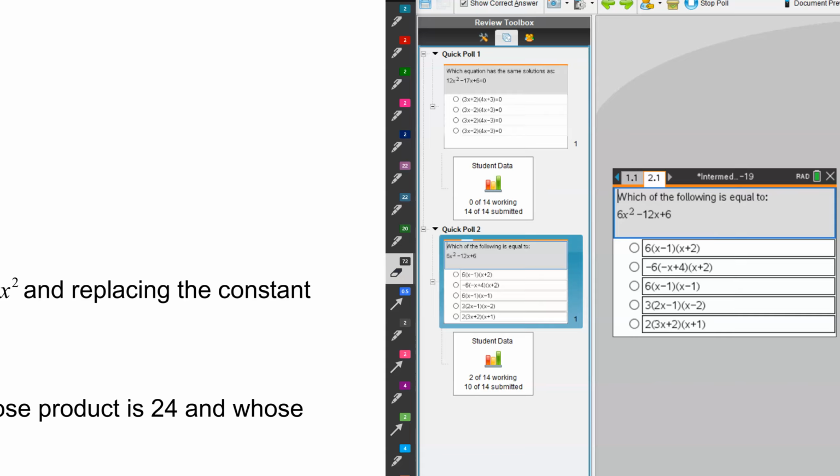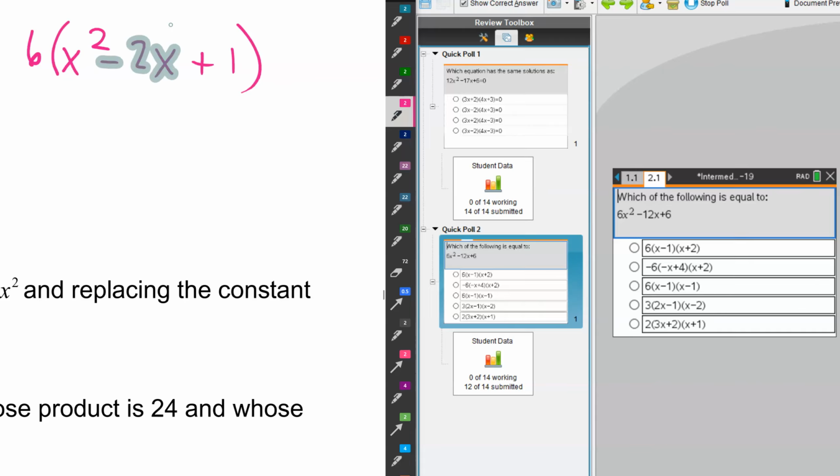Okay, so that's 10 people who have already submitted the answer. Let's go over this. It's enough time. So the first thing we always try is to pull out a greatest common factor. Notice 6 goes into all of these. 6 goes into 6x squared, 6 goes into 12x, and 6 goes into 6. How did I get the negative 2x in the middle? Because it's negative 12. Negative 12 divided by 6 is negative 2.